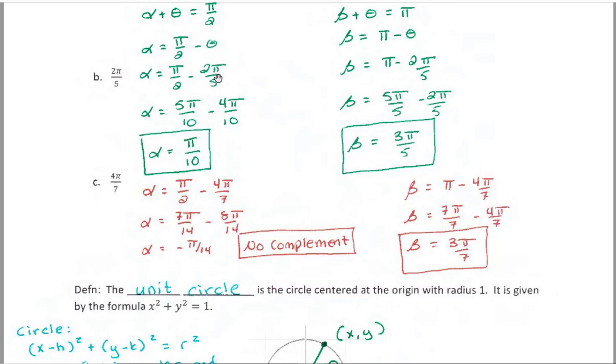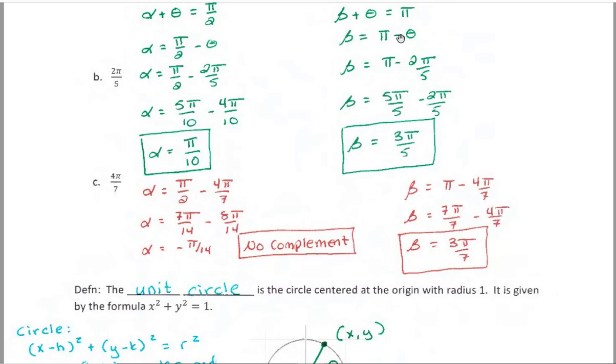Subtraction with fractions, you need a common denominator. So I'll multiply the top and the bottom here by 5 and the top and the bottom here by 4. Once the denominators are the same, I can subtract their numerators over that denominator, and I get that the complement is pi over 10.